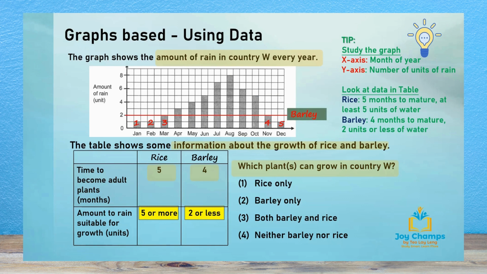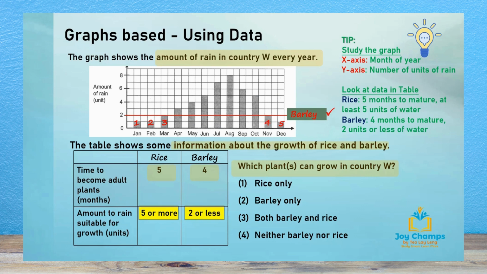Now, when we have done that, our job is next to count. How many of these months actually have a maximum of 2 units or less of rainfall? And it will be January, February, March, November, and December. And that is a total of 5 months. So when you look at the information provided in the table, it says barley requires 4 months and we have 5 months which satisfy the condition for barley to grow. So therefore, barley will be able to grow in country W.